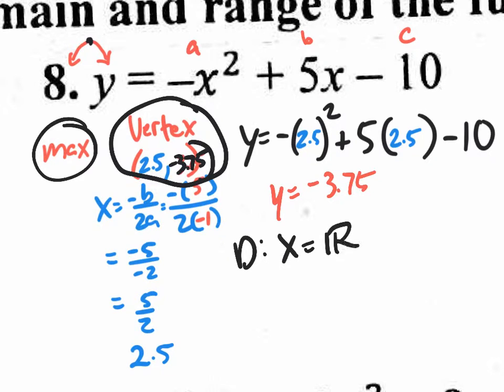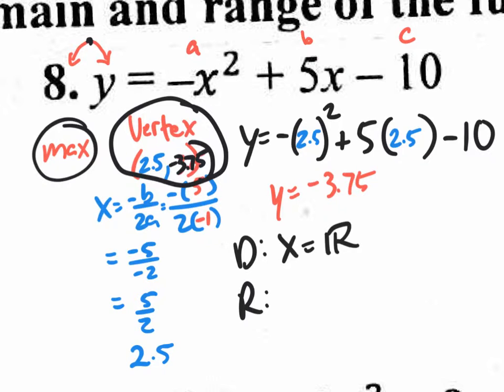X equals all real numbers. And I don't know why, but in the back, they just write out the words all real numbers. They don't even put x equals all real numbers. They just write all real numbers. I would like you to write it the way I write it, right? The D, the colon, x equals that funky looking R. The range, they also write it different.